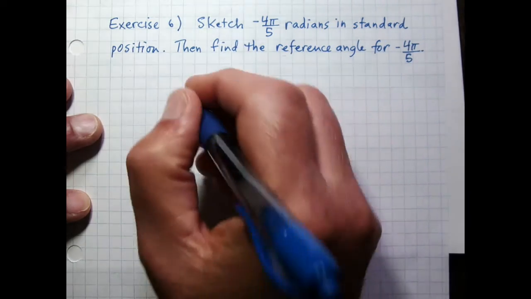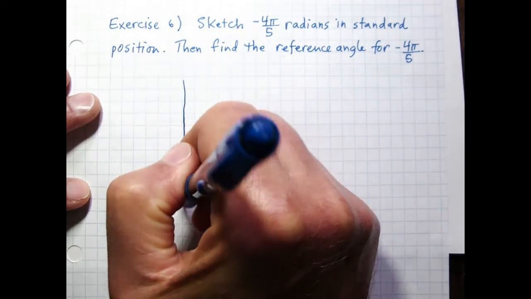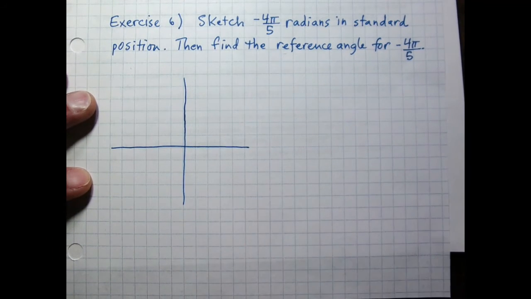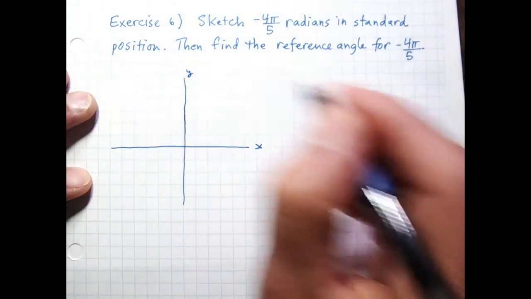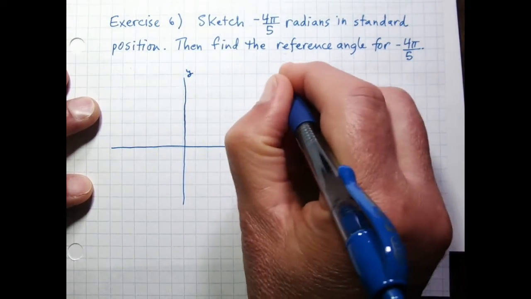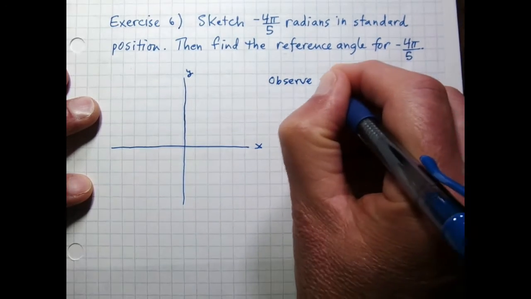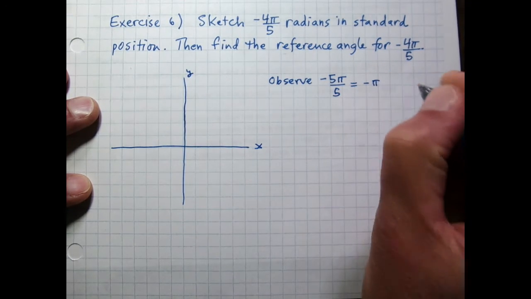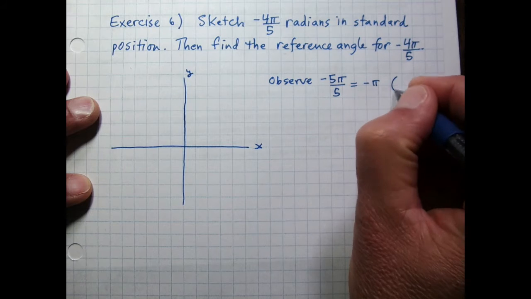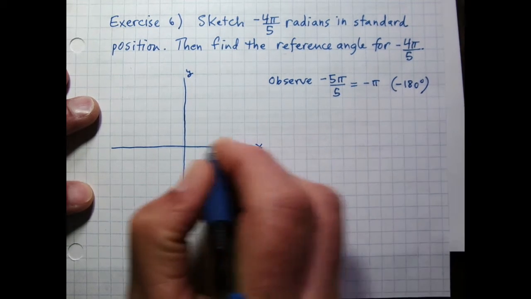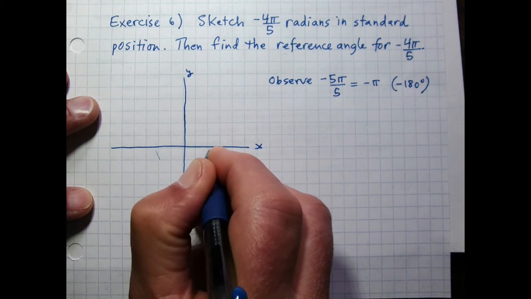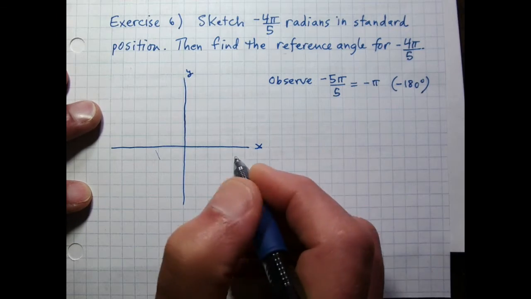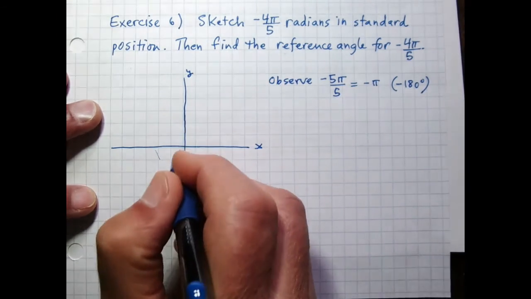And I think the way to think of negative 4 pi over 5, which is not one of the special angles or a multiple of a special angle at all, is just to observe that negative 5 pi over 5 is negative pi, which is negative 180 degrees. So negative 5 pi over 5 in standard position would just come around, sweep through the bottom half of the coordinate plane. We're going to be just short of that because we're negative 4 pi over 5.